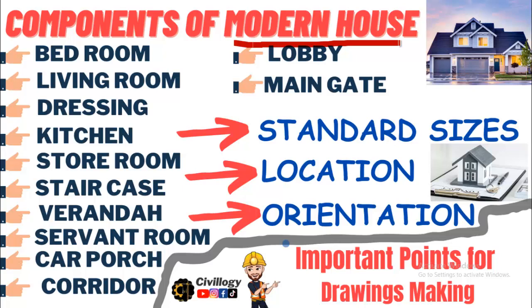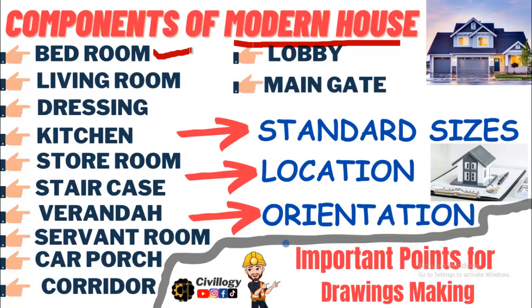In this video, we are going to discuss components of modern house. As building comprises of different components, the modern house should contain these components which are mentioned over here. As you can see over here, these are the few components which are the requirements of modern house. If these components are missing, that house cannot be called as modern house. So modern house should contain these components.